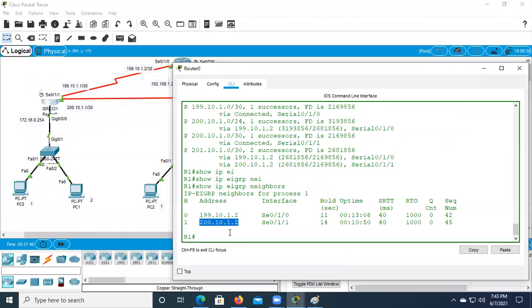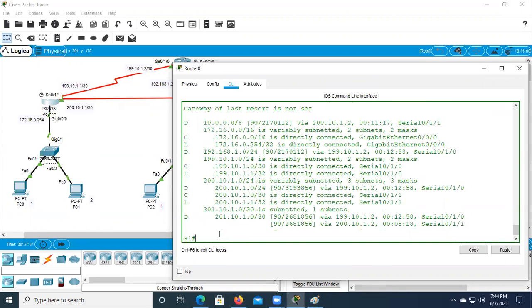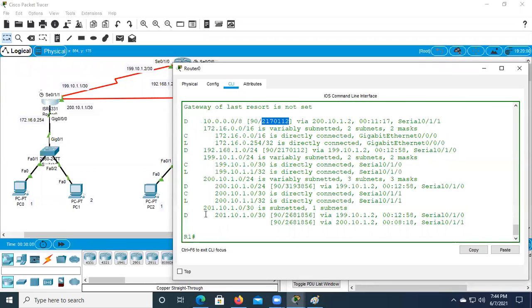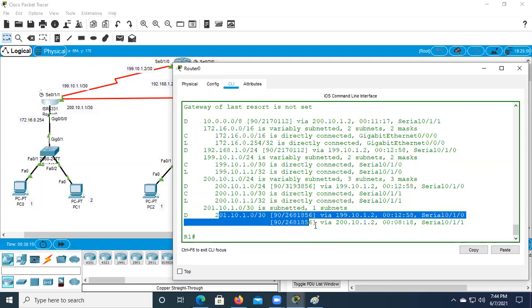Now, our verification command: show ip route. The routing protocol that is configured is EIGRP, and you get D. EIGRP routes by default have an administrative distance of 90, and you get the FD value, the feasible distance. To reach the WAN network between router 2 and router 3, the AD is 90, and by default we have the same FD values. So it is keeping 2 successor routes, 2 paths being maintained.